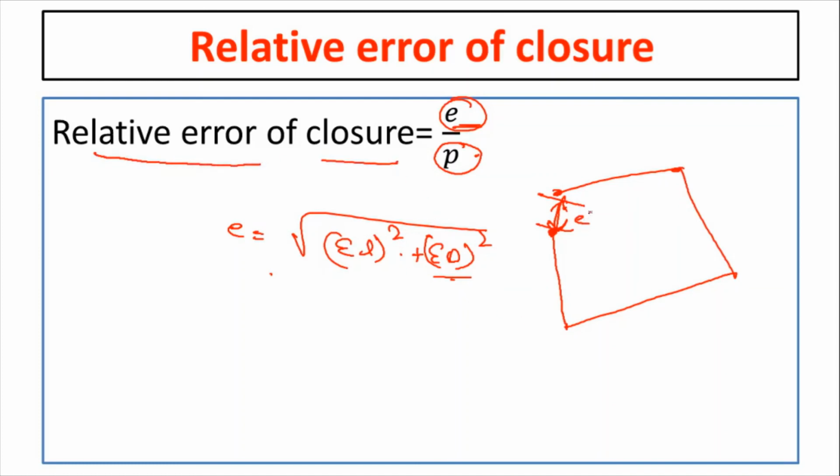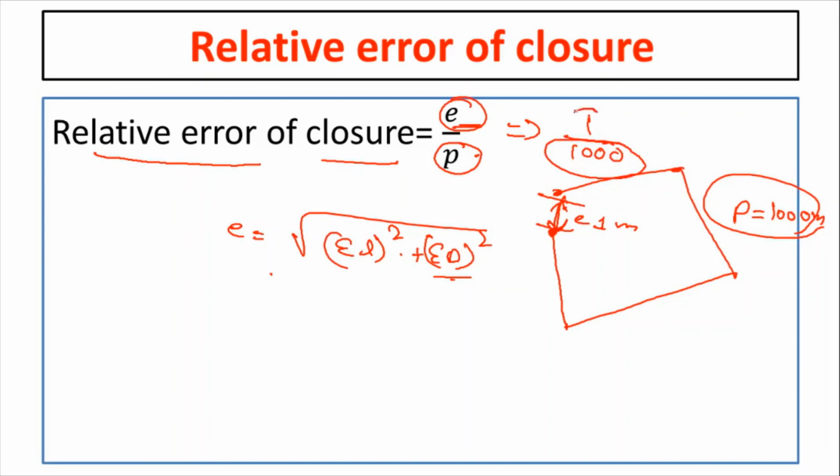Suppose the error is 1 meter and perimeter is 1000 meters. Then you can say the relative error of closure is 1 by 1000. Okay, so 1 by 1000 means for every 1000 meters you have measured, the error you obtained is 1 meter. So what is the formula for the relative error of closure? That is E by P. How to calculate that E value? Under root of sigma L square plus sigma D square.